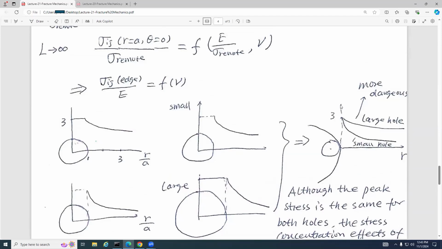From here, we know that it goes this way for the small hole and that way for the large hole. Even though the maximum stress concentration factors are equal for these two cases, the large hole has a bigger distance, a bigger interval, with a higher stress concentration factor. So this is more dangerous, right? This is more dangerous.